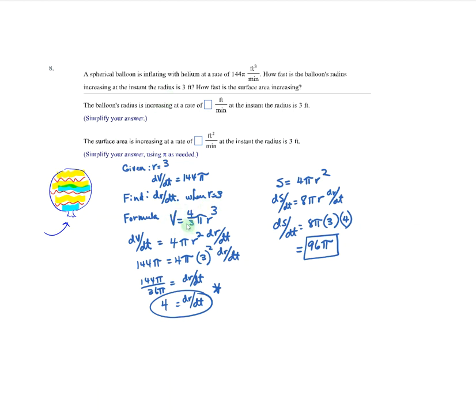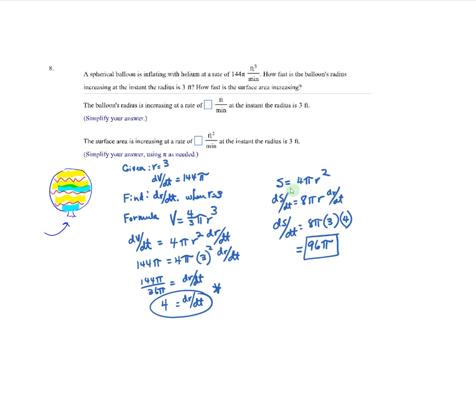The formula for the volume of a sphere is 4/3 pi r cubed. So we've got dV/dt equals, 3 times 4/3 is 4 pi r squared dr/dt. We'll plug in r here, and then we'll divide. So we have 9 times 4 is 36. So we'll divide the 36 pi into 144 pi. 4 is dr/dt. So that's what's going there. 4 feet per minute, the radius is increasing.